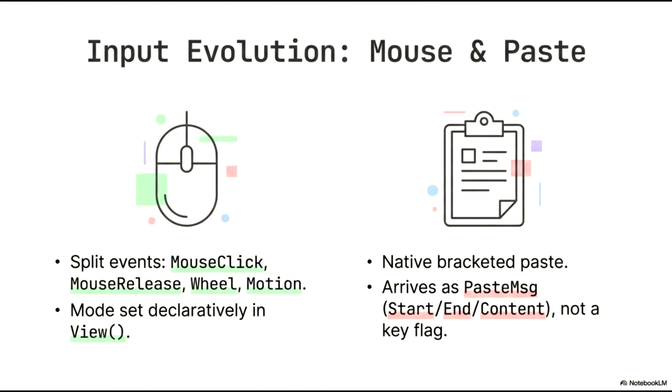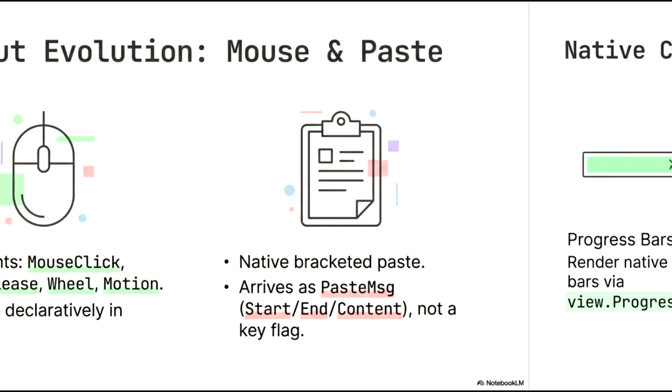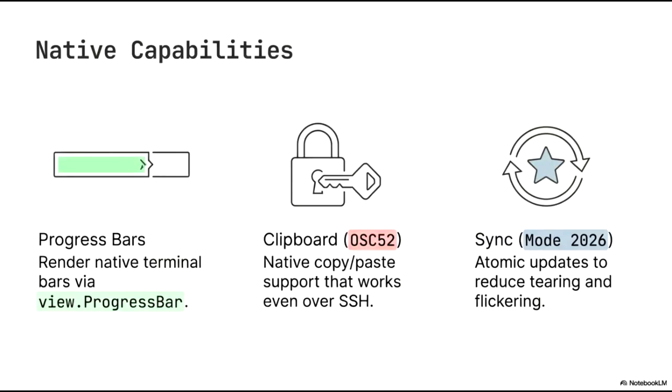Moving on to input evolution, let's examine the updates to mouse and paste handling. We have transitioned to split events for the mouse, providing distinct messages for mouse click, mouse release, wheel, and motion. Additionally, the mouse mode is now set declaratively within the view function, simplifying the overall implementation. Regarding paste operations, we now support native bracketed paste. This arrives as a structured paste message containing specific fields for start, end, and content, rather than being treated as a standard key flag.